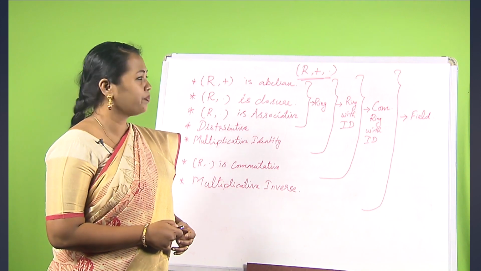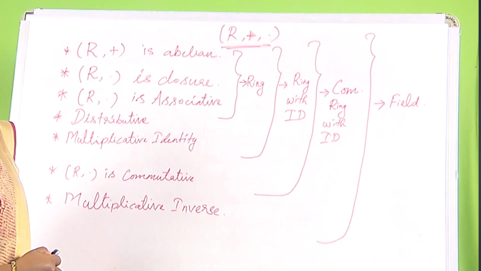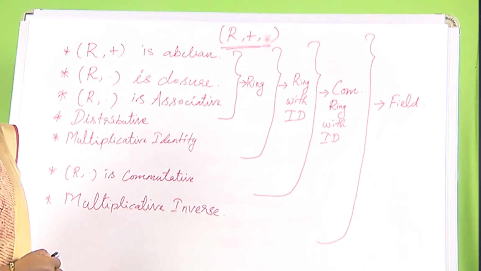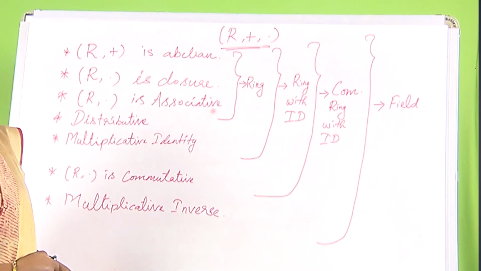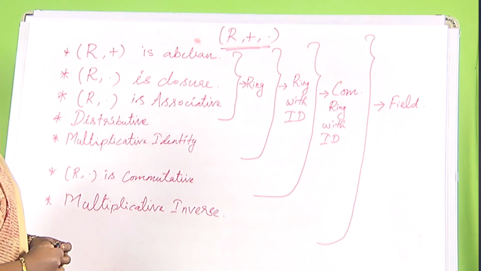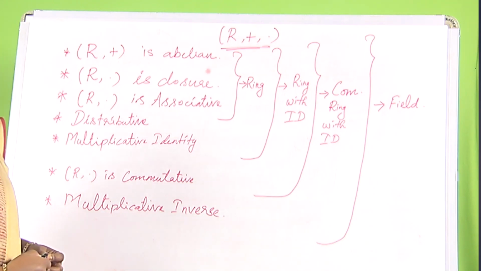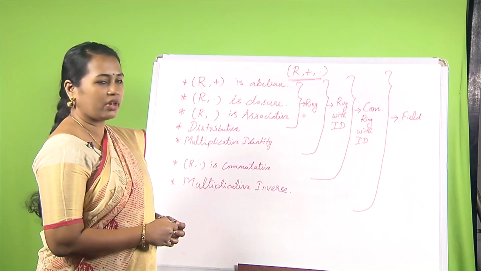We know that R as a set along with two operations, let's say plus and dot, are only merely denoted as plus and dot. They need not generally mean addition or multiplication. It's just that they are two binary operations. So (R, +) is abelian and (R, ·) is closed and (R, ·) is associative. So if these three properties are satisfied, it becomes a ring.